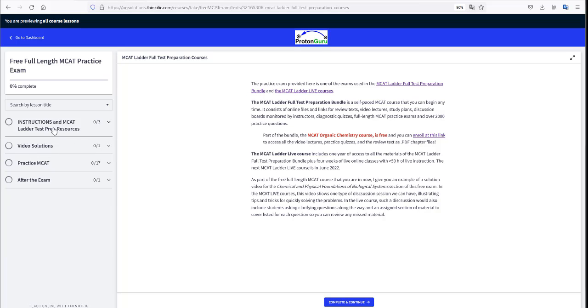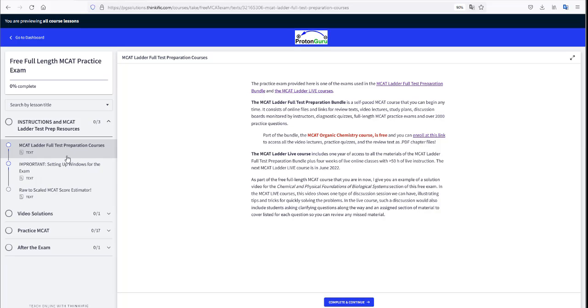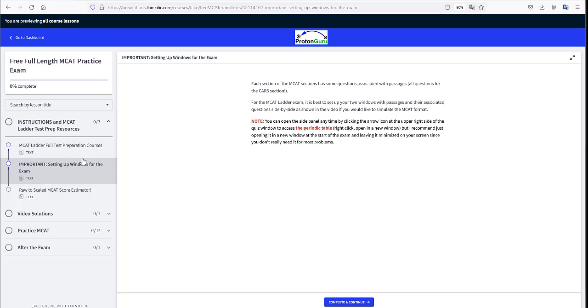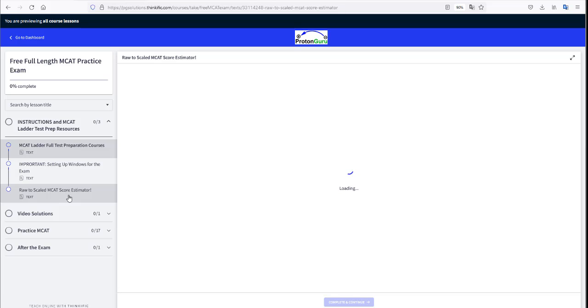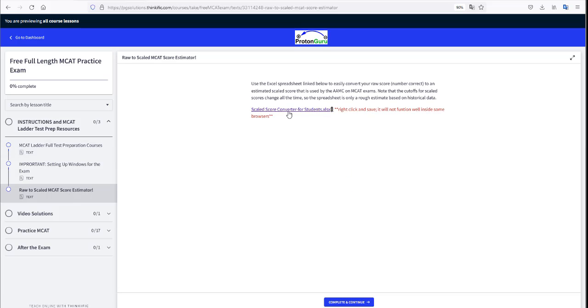Once you're in the course, you'll see the instructions. That's pretty important so you know how to set up your window. You'll know where to find the free organic chemistry course. And we've just added a scaled score converter so you can enter your raw scores and get your estimated scaled scores like the MCAT uses from whatever test you're doing, MCAT Ladder or otherwise.